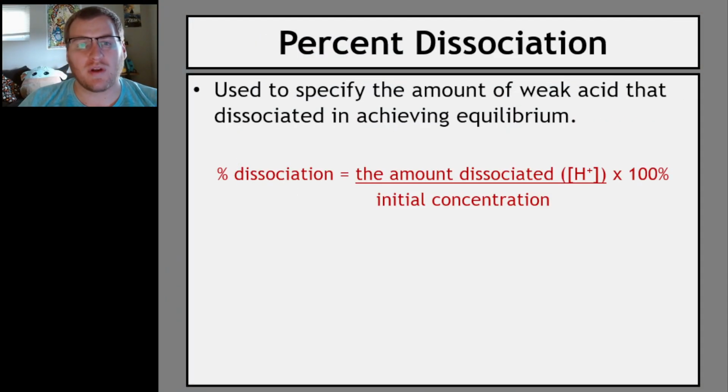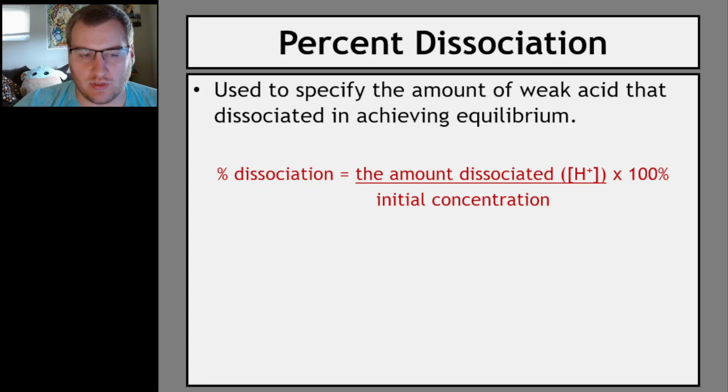All right, so just one more thing we're going to add to that problem is called percent dissociation. This is basically a percentage measurement of what percentage of your solution turned into H+. So percent dissociation is equal to the amount dissociated, which is what we just calculated for X. That's how much H+ was made, divided by our initial concentration of acid, times 100%.